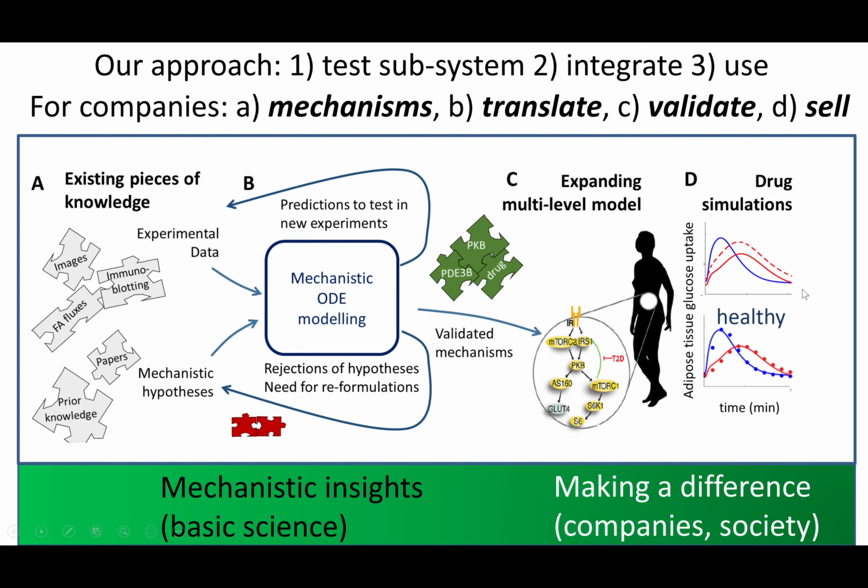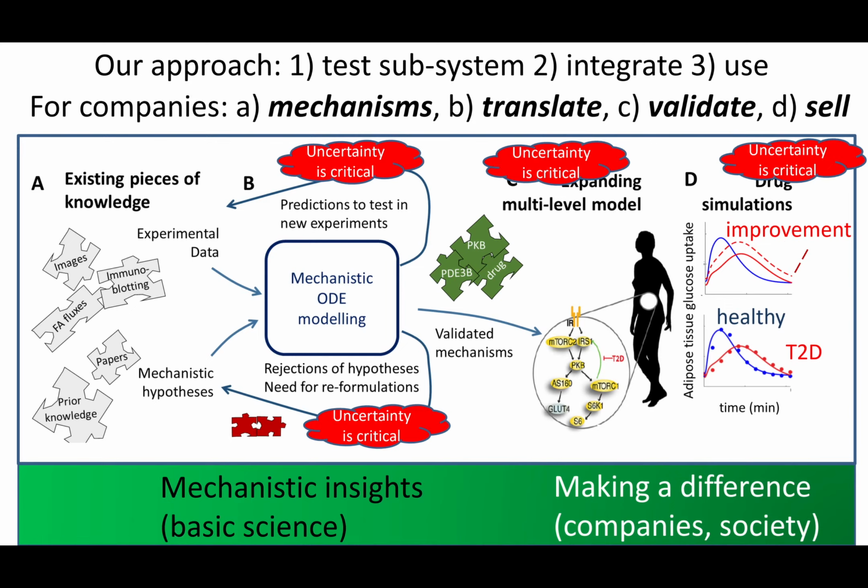So here you see comparison between model simulations and data, which are the dots and line respectively, for healthy controls, type 2 diabetes patients, and you can simulate the improvement. And this you can use as a basis for validating the drug, but also as an argument for helping patients to know that they should use the drug. And in all of these steps, uncertainty is critical.